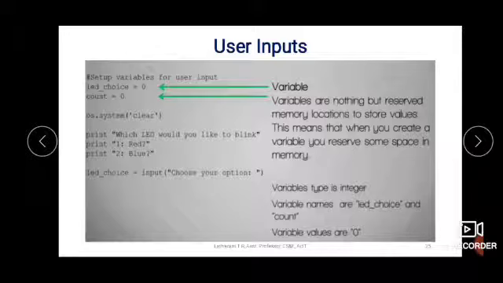Now let us see how you can give user inputs to the command. So here we have taken two variables, LED choice and count, and both are initialized to 0. And now you will call os.system clear for clearing the screen. Then you will print which LED you would like to blink. We have two LEDs, right? One is red, the other one is blue. So which one would you like to make blink? That input we are taking, that is user input. We will accept the user input, which LED the user wants to glow.